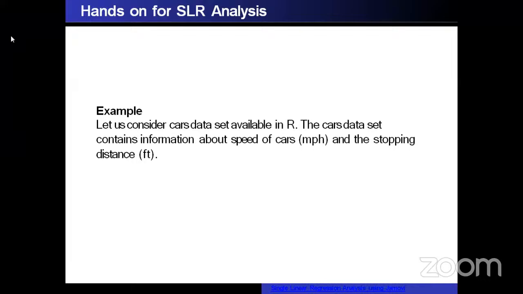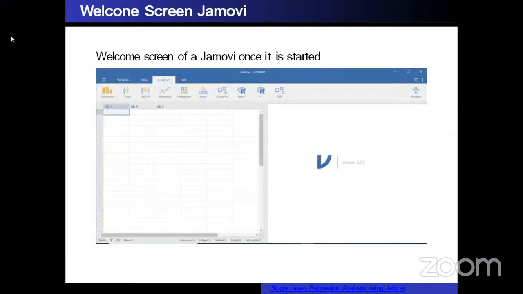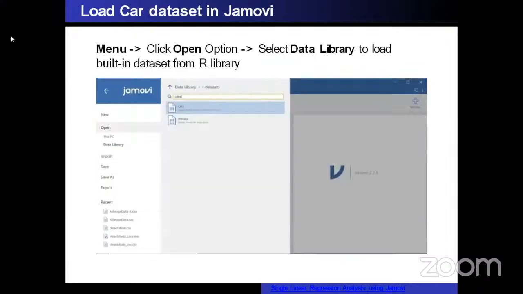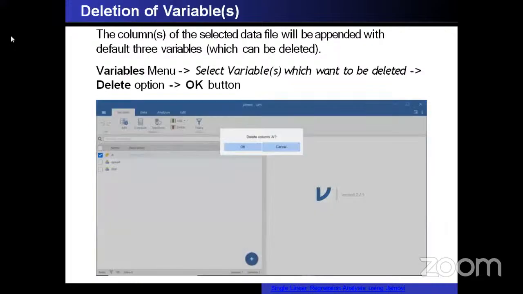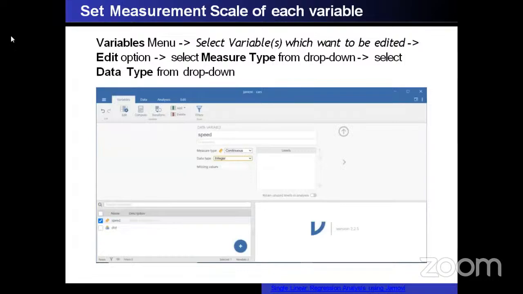For example, for single linear regression analysis, let us consider the datasets available in R. The cars dataset contains information about the speed of cars and the stopping distances. So we have to open the Jamovi screen and open the cars dataset. It has the car speed and the distance, and the number of cars. It shows the datasets. Delete the car number column, no need for it. Only speed and distance are maintained.